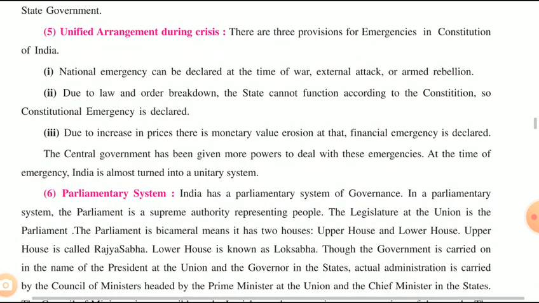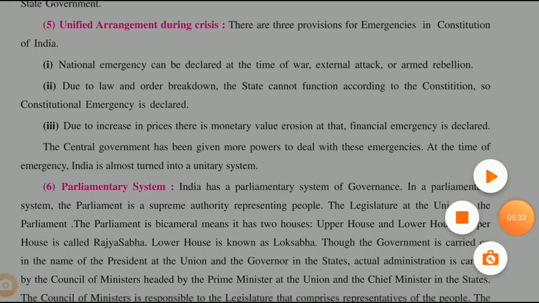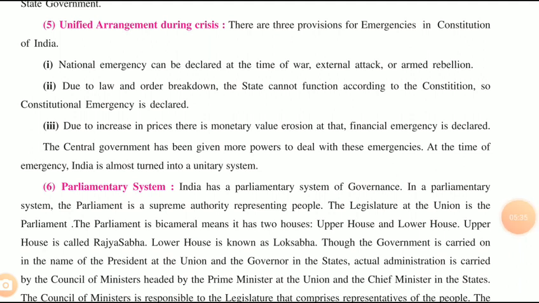Now we are having fifth, unified arrangement during crisis. Crisis can be natural or man-made, and during such times, when natural calamity or famine or natural disaster takes place, at that time, who is responsible for governing all the states and union territories?